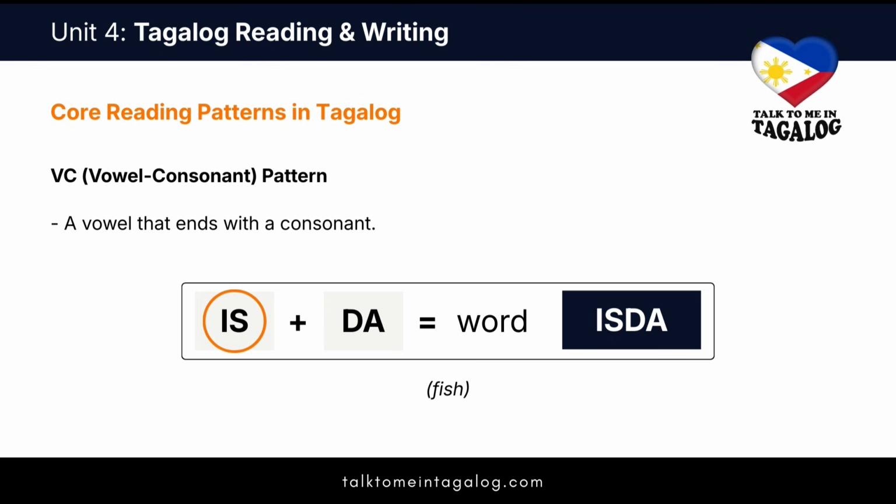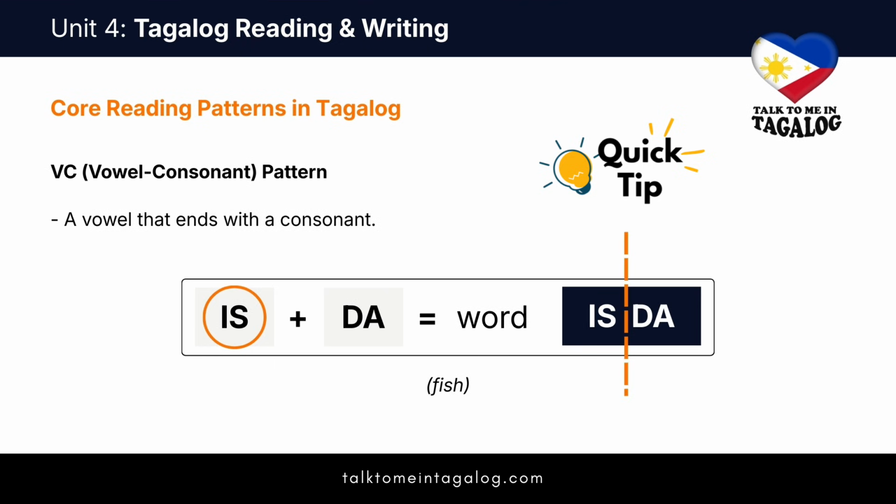Before we move on, here's a helpful tip. If you see two consonants written together and aren't sure how to read the word, draw an imaginary line between them to separate the syllables. For example, in isda, the letters S and D are together, so you can mentally split them as "is, da." This makes it much easier to read the word correctly.